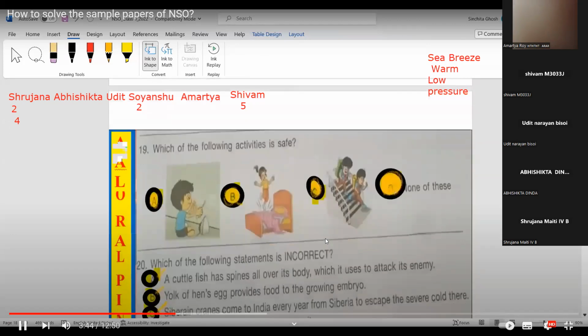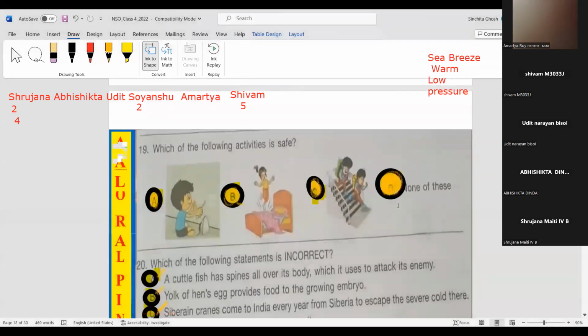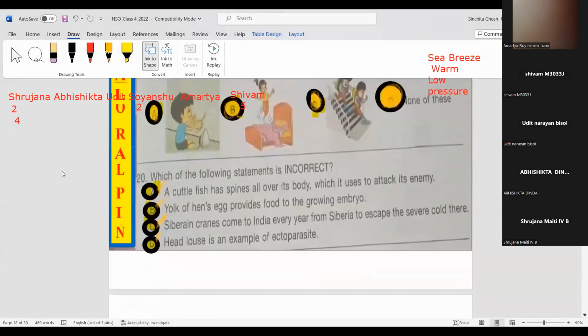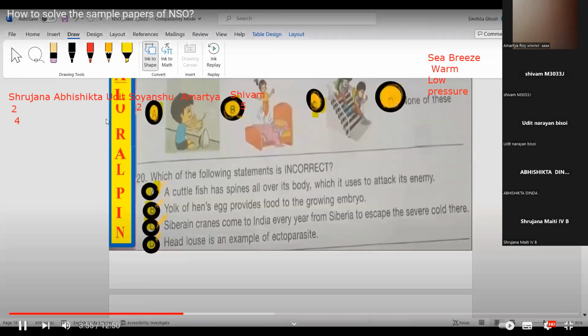Which of the following activities is safe? It will be none of these. I'm getting 4, but you are writing 2. Which of the following statements is correct? Drop the 2 and write 4. Okay, I'm doing that. Yes, tell me, Abhishekta. Only Abhishekta will tell me number 20.